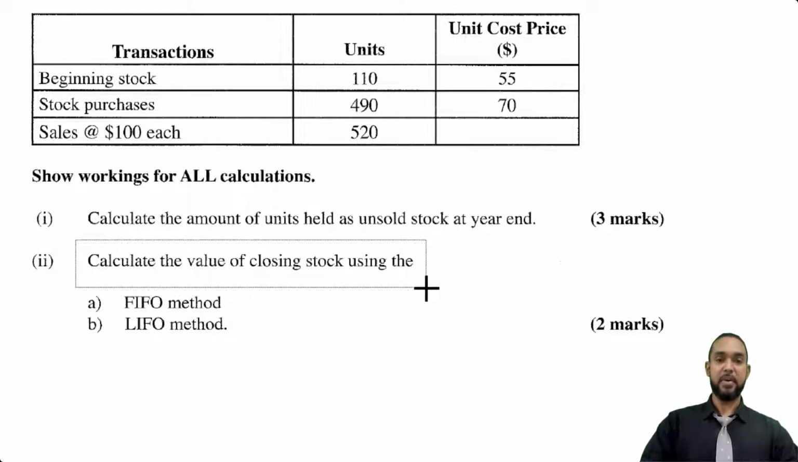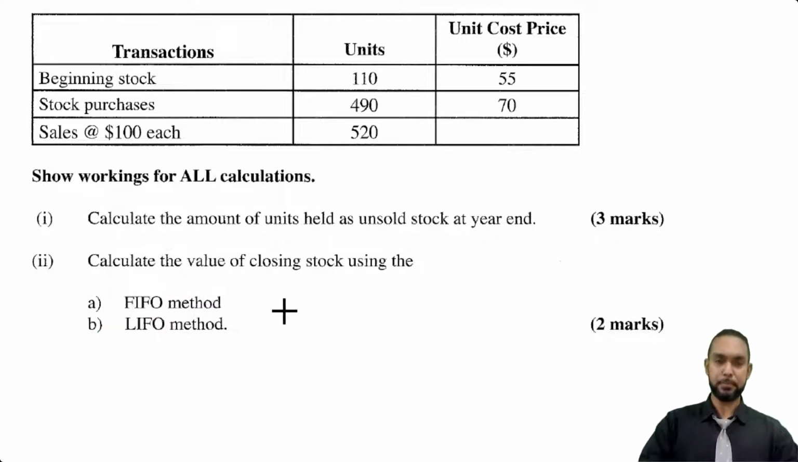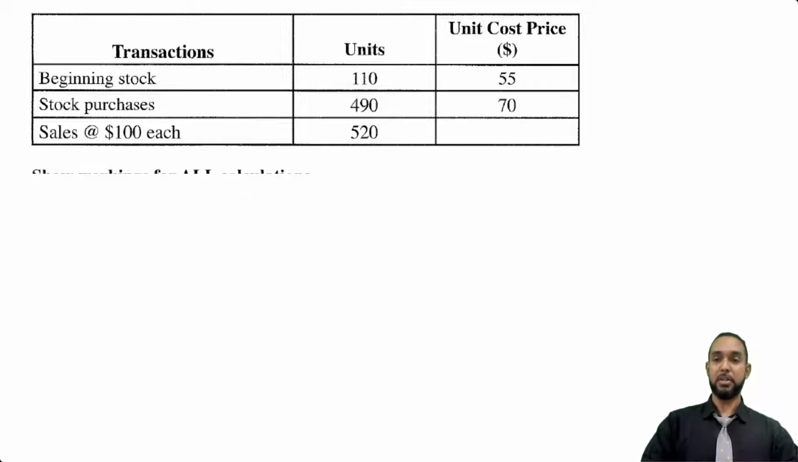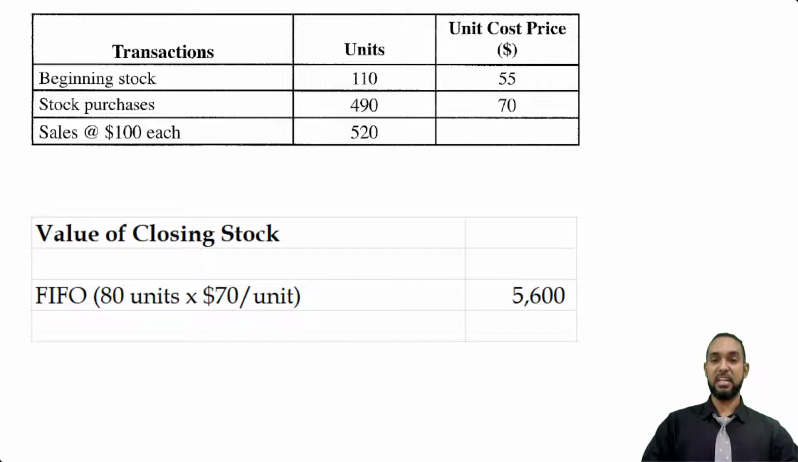They say, calculate the value of closing stock using the FIFO method and LIFO method. Now we're getting interesting. Under FIFO, which means first in, first out, we would sell from the first batch of stock first, which means that whatever is left will come from the next batch. So the 80 units of closing stock will be valued at $70 per unit. So you're going to see across here, 80 by 70 giving us 5,600. Similarly, if we go to the LIFO method now, under LIFO, we're going to sell from the last batch in first, which means that what's left could only be from the first batch, right? And now those units are valued at $55 each. And of course, 80 by 55 is 4,400.